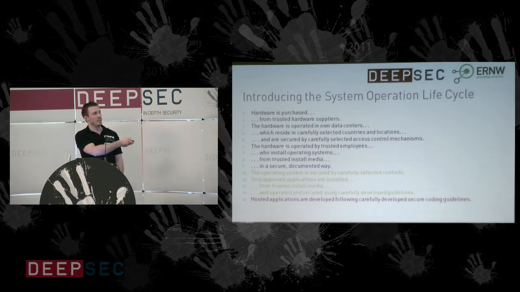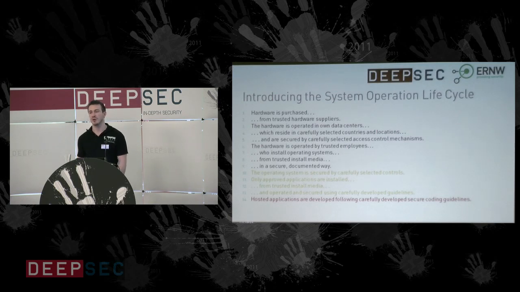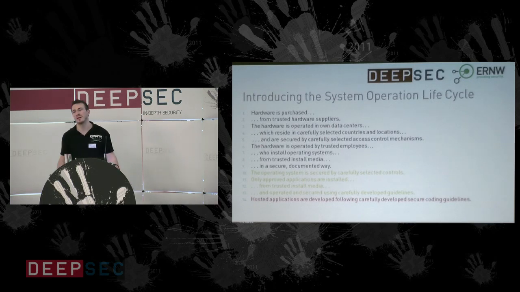For example, you have hardware which is operated by your employees, you have your operating system installed by your own employees, you can harden that operating system, and based on the different colors, these are the areas of responsibility which you can influence. The black ones are basically steps in the operation lifecycle you cannot influence. The cloud service provider is responsible for the steps, and you have to trust the cloud service provider that he will perform these in a secure way.